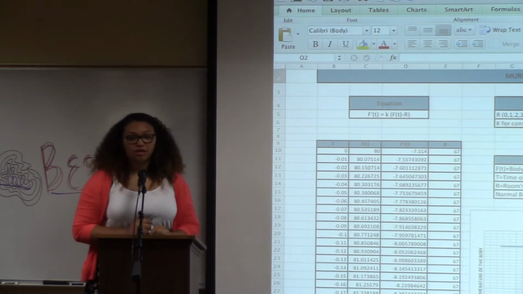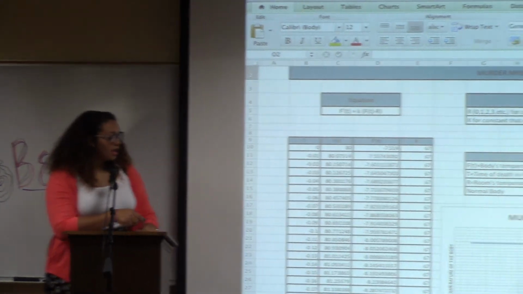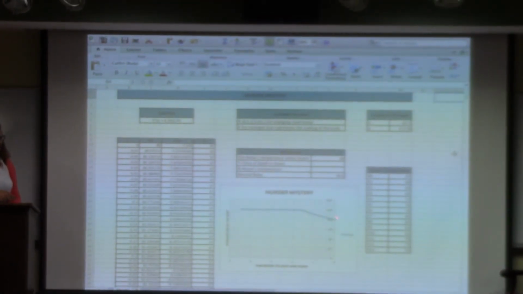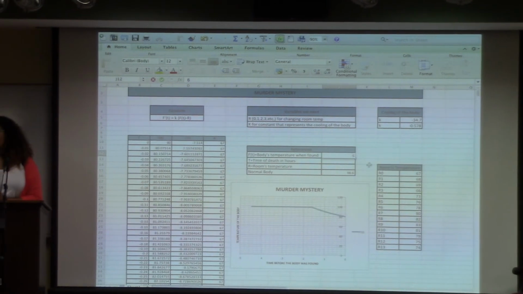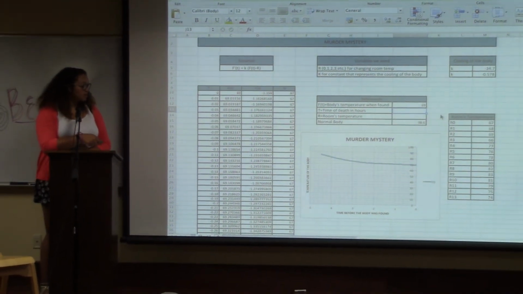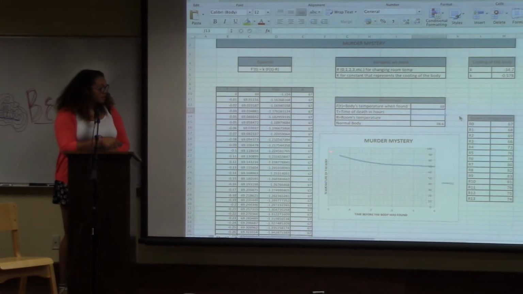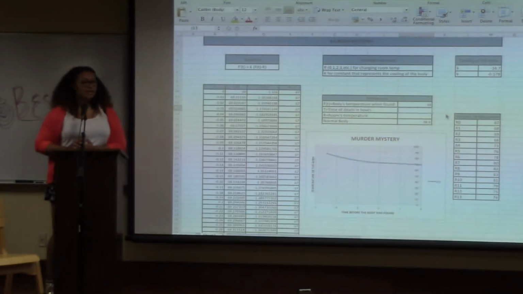To find how long it's been since the person has passed, you can go back in time. If you found it at 80 degrees, it's been a very short time since the person passed, but if you found it, let's say, at 69 degrees, you can see that it's been a longer time. On this graph, it doesn't get to 98.6, but at 69 degrees, it's been about 5.5 hours since it happened.